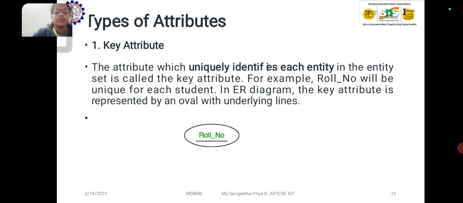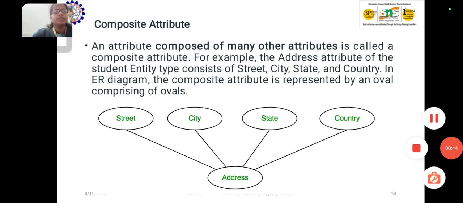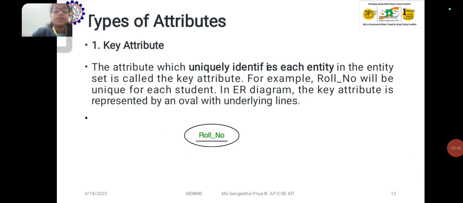The types of attributes. The first one is the key attribute. The attribute which uniquely identifies each entity in the entity set is called a key attribute. For example, roll number will be unique for each student. In an ER diagram, the key attribute is represented by an oval with underlined text. That is, if I have a student database with various students with the same name, I can consider the roll number, which is not repeated for any student. So it is considered a key attribute.